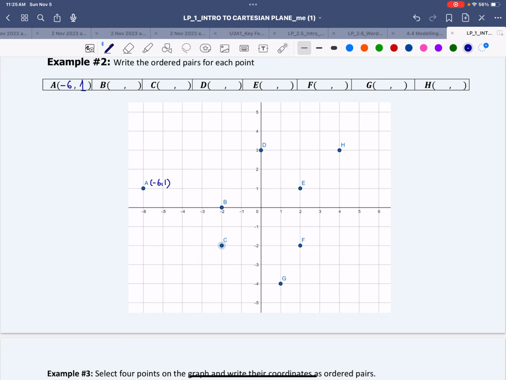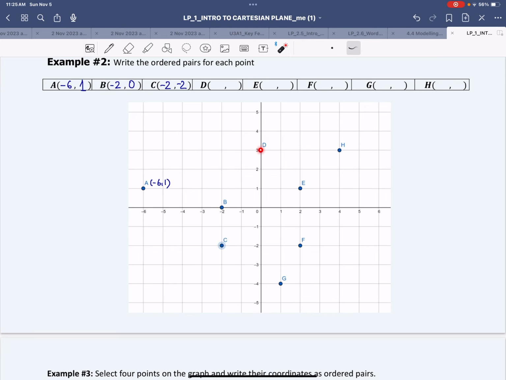Next, we have the point B. The point B has the x-coordinate at negative 2. We cannot drop a perpendicular because we are on the x-axis. For the y-coordinate, we drop a perpendicular on the y-axis, and we see that we hit the y-axis at 0. So therefore, the coordinates of point B are -2 and 0. Point C. So for point C, we're going to drop a perpendicular on the x-axis. We see that we hit the x-axis at -2, and a perpendicular on the y-axis. We hit the y-axis at -2. Therefore, point C has the coordinates -2, -2.